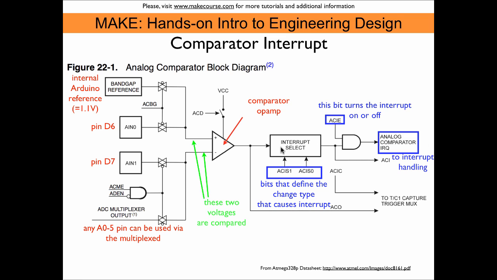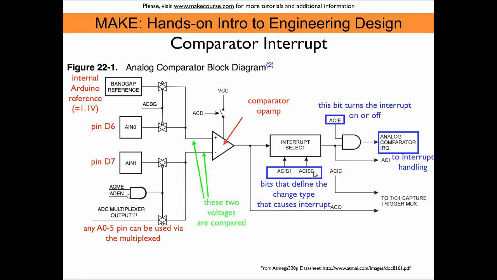We can also select the type of event that should cause an interrupt. Right, we can select that the interrupt should be triggered when the signal goes from 5 to 0, or we can select that it goes from 0 to 5, or we can select that both is happening. So this is done with these bits ACIS1 and 0.